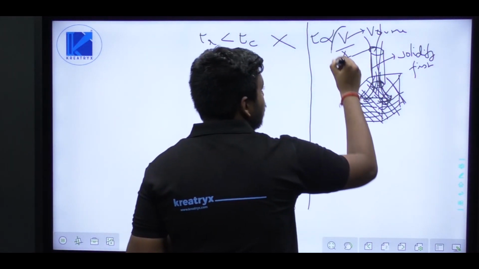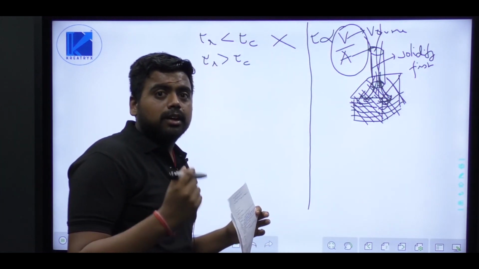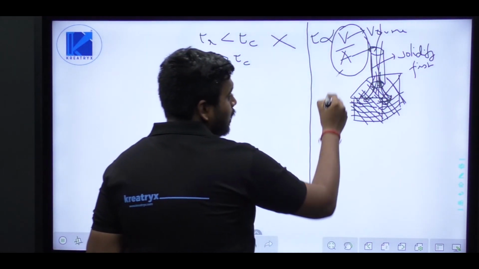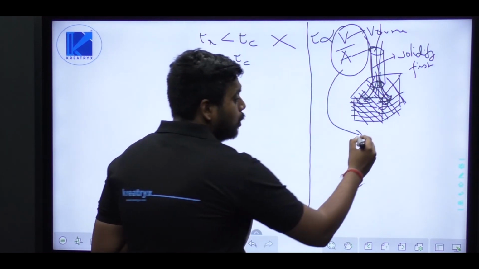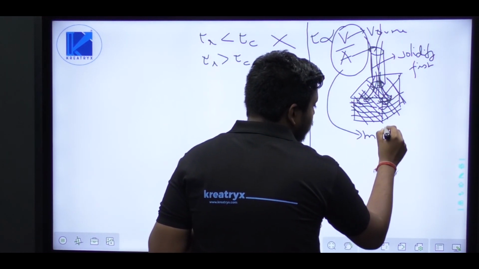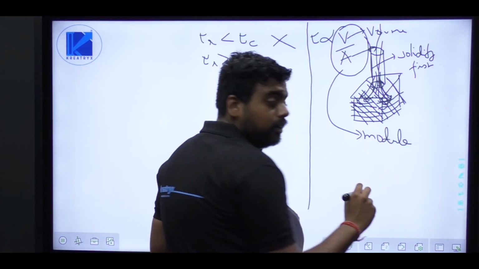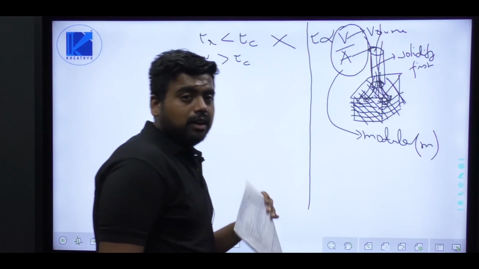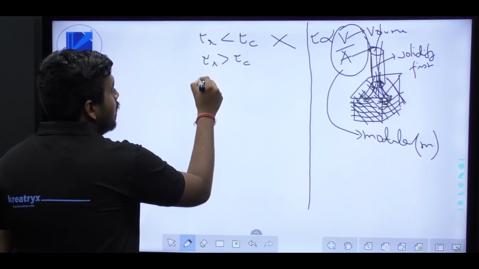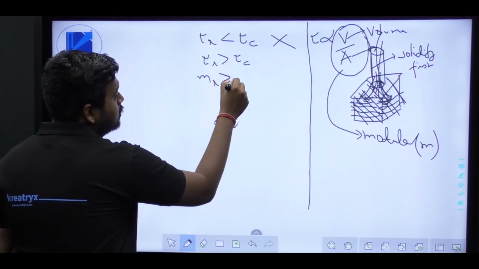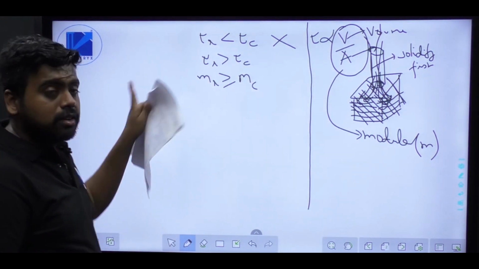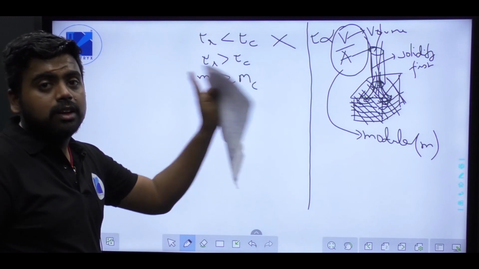So this ratio plays a very important role when it comes to the calculation of time. This ratio is sometimes referred to as module, and it is sometimes denoted by letter M. So basically what I am trying to say is that MR must be greater than or equal to MC, where R stands for riser and C stands for casting.